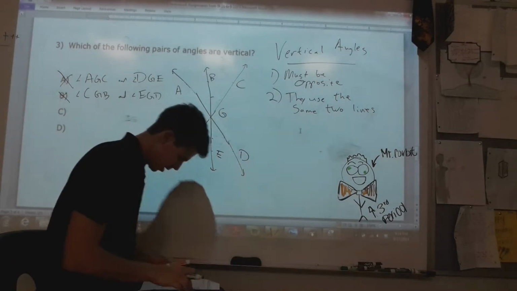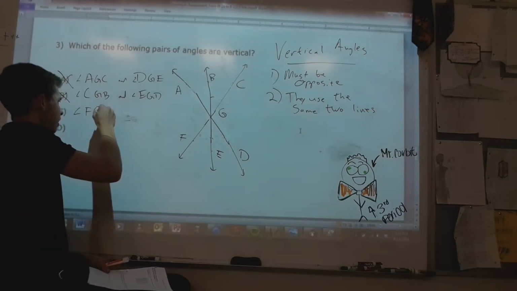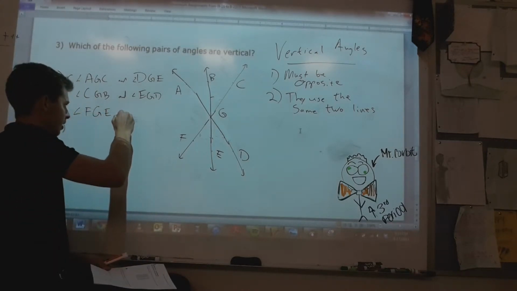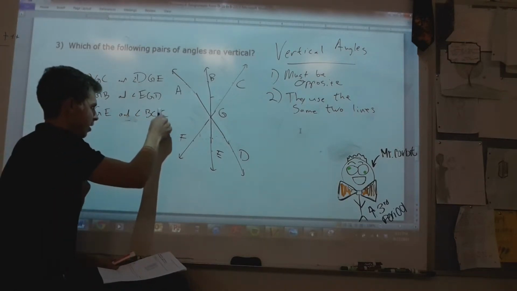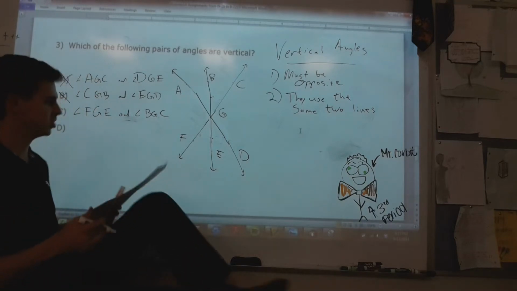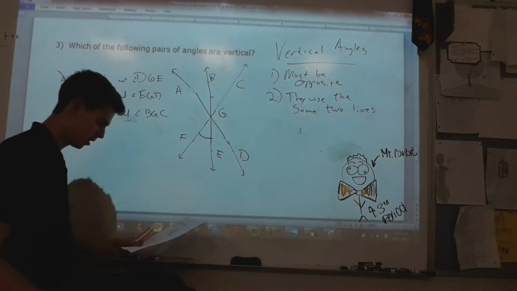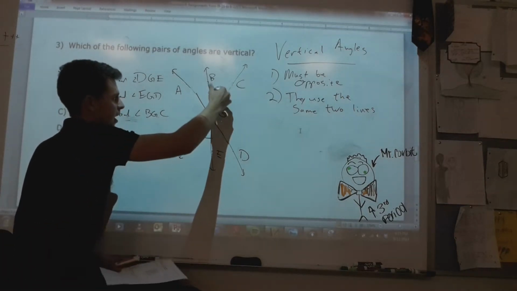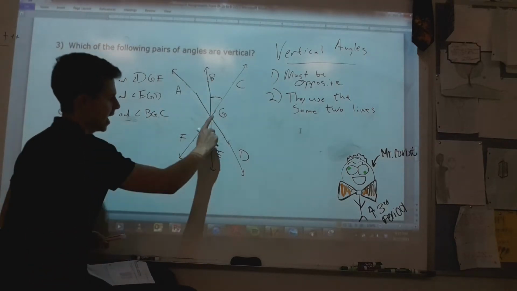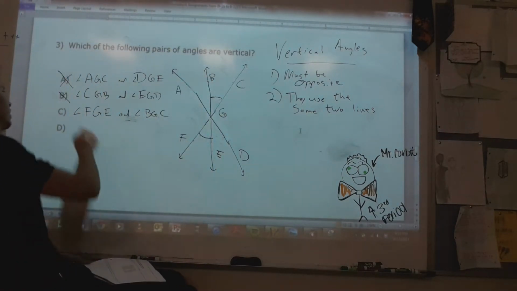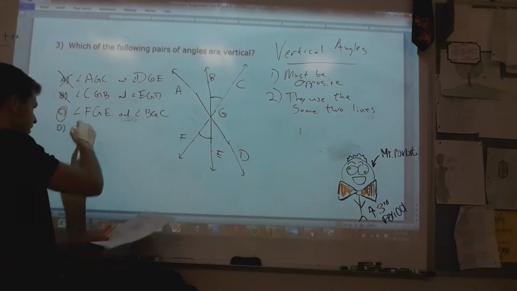Let's try C, angle FGE and angle BGC. That is a terrible G. Okay, angle BGC. So angle FGE, this angle right here, and BGC. This looks pretty promising. So they use the same lines, and they are opposite from each other. This is my answer choice. But just to make sure, let's make sure that D is not correct.